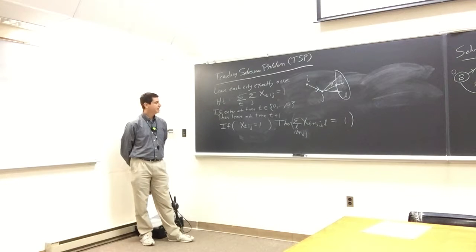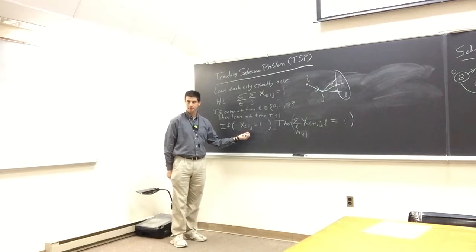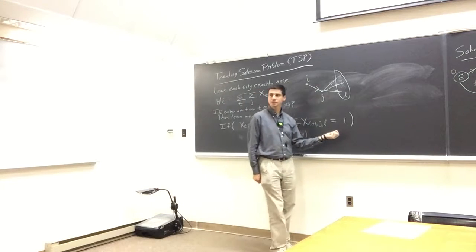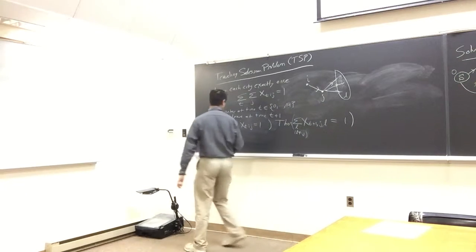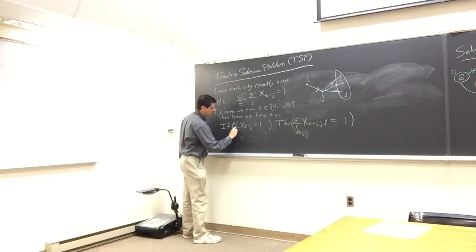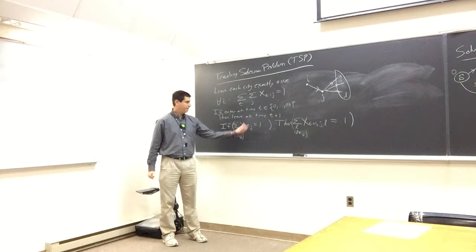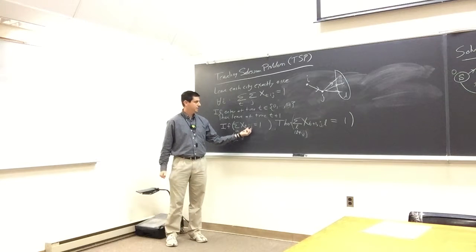So we're basically trying to say, if we're at city J, then we have to leave. We have to say the summation over all I. Yeah, I think we should have a summation over all I. And if you wanted to, you could even do I not equal to J. If I'm at city J at time t, I had to get there.